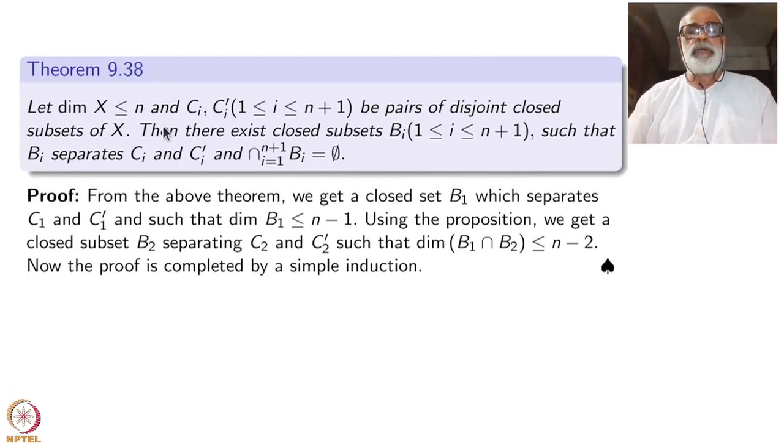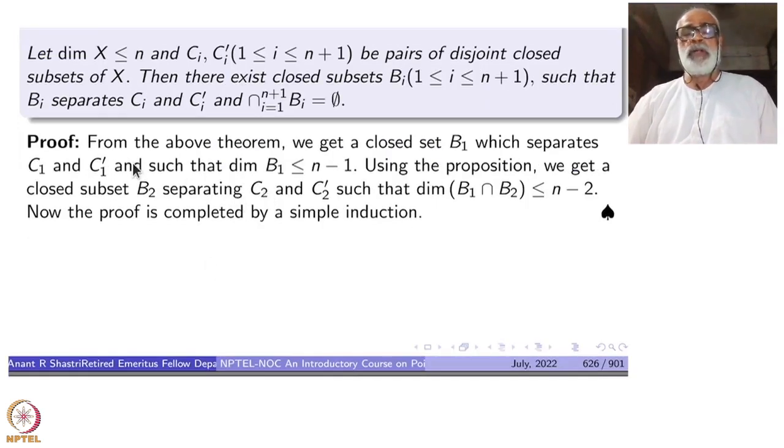Let X be of dimension less than or equal to n, and C1, C2, C3, and similarly C1 prime, C2 prime, C3 prime, etc. be pairwise disjoint closed subsets. Ci intersection Ci prime is empty, that is the meaning of that. How many are there? n plus 1. The dimension of X is less than or equal to n. There are n plus 1 pairs of disjoint closed subsets. Then there exist closed subsets Bi, n plus 1 of them, such that each Bi separates Ci and Ci prime, and the intersection of Bi, i ranging from 1 to n plus 1, is empty. Alright?